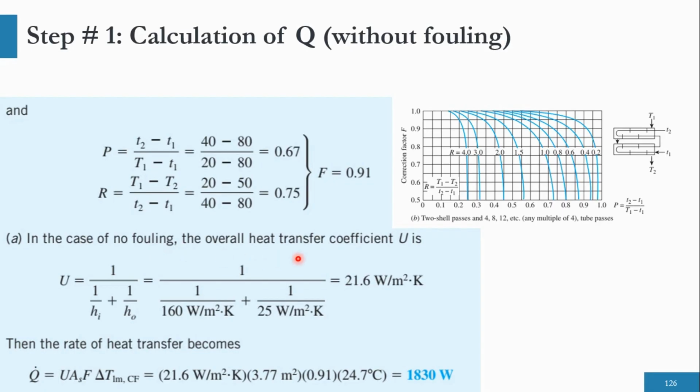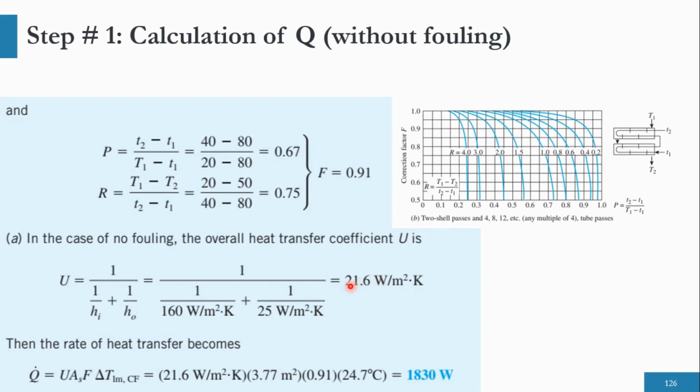Now, in case of no fouling, the overall heat transfer coefficient U is equal to 1 over Hi, which is the inside heat transfer coefficient, plus 1 over H naught, which is the outside heat transfer coefficient. The values are 160 for Hi, for H naught, it is 25. So accordingly, the answer will be 21.6 watt per square meter per Kelvin.